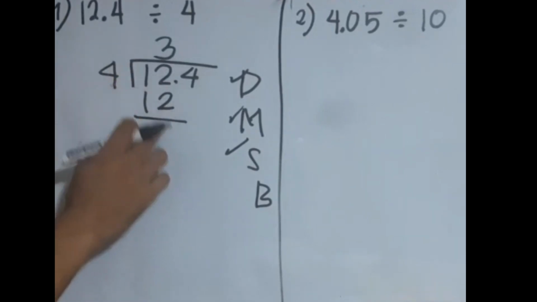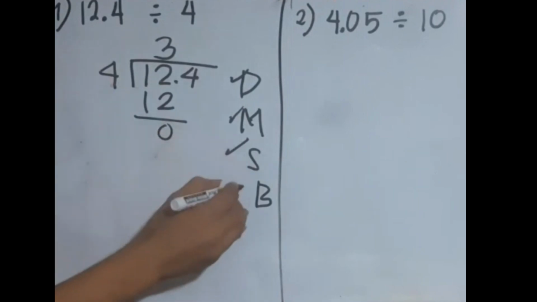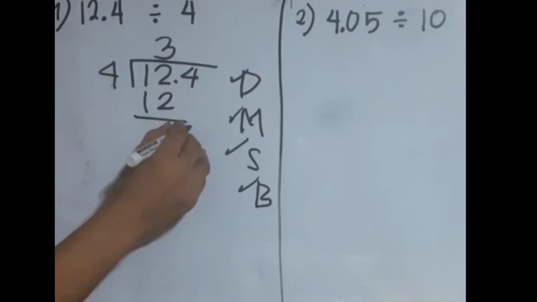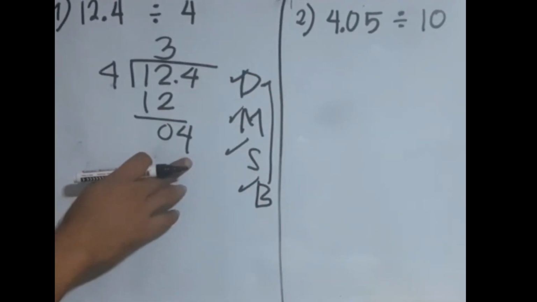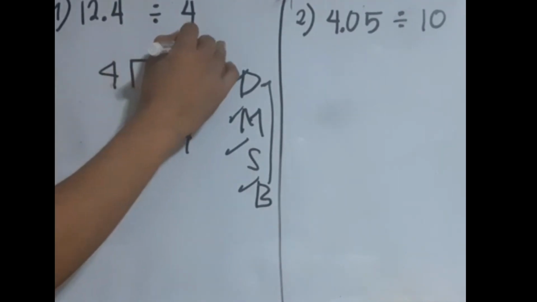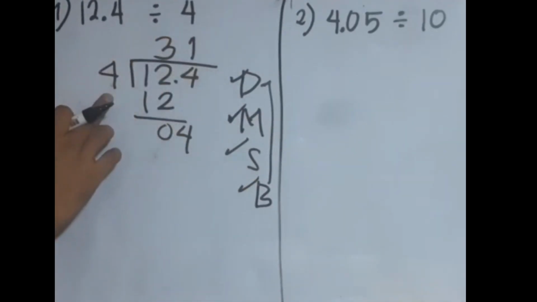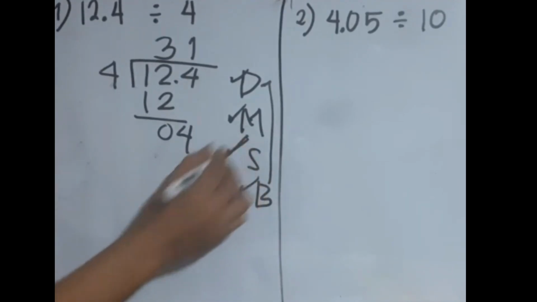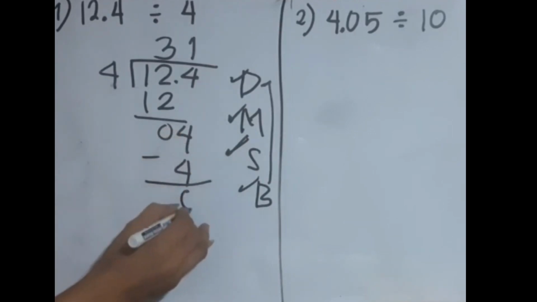2 minus 2 is 0. 1 minus 1 is 0. Then, next step is bring down. Bring down the digit 4. Then, go back to the first step, which is divide. 4 divided by 4 is equals to 1. Then, multiply. 1 times 4 is equals to 4. And then, subtract. 4 minus 4 is 0.